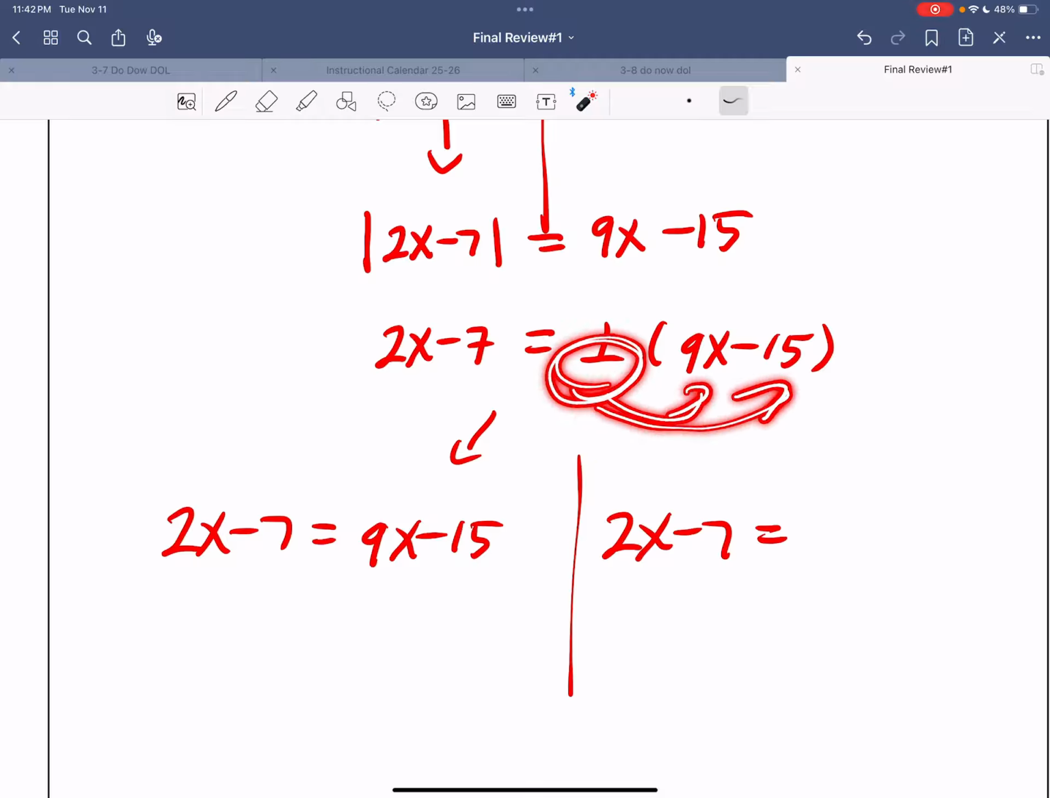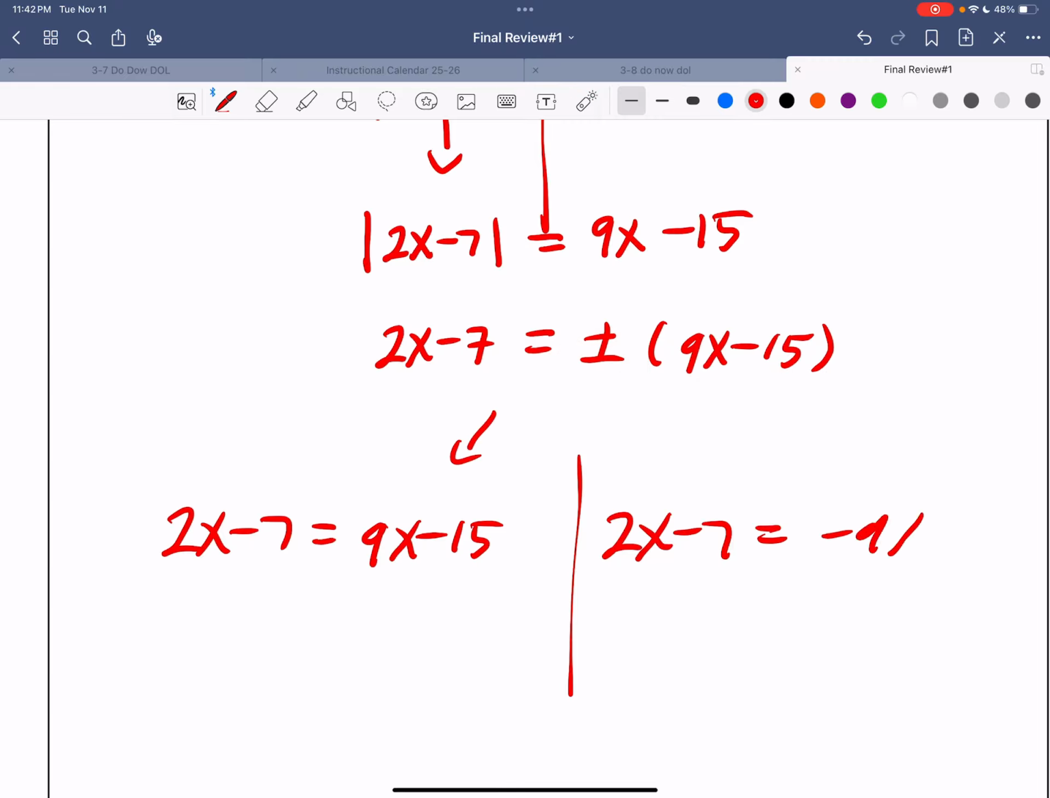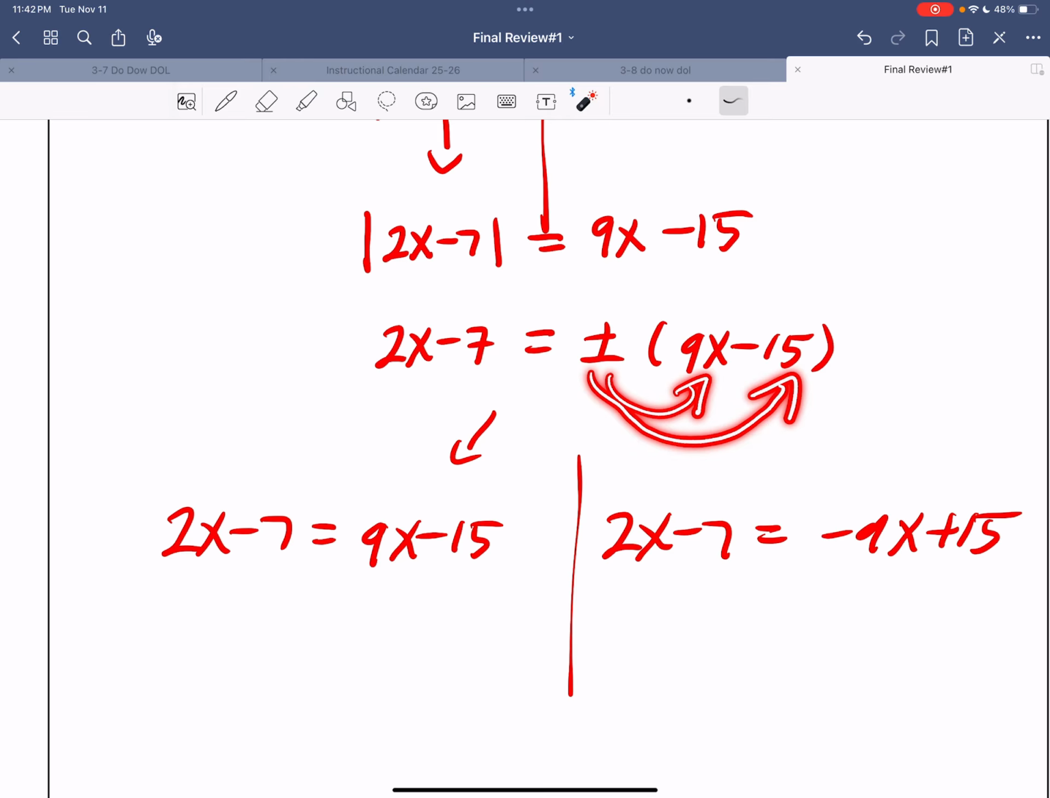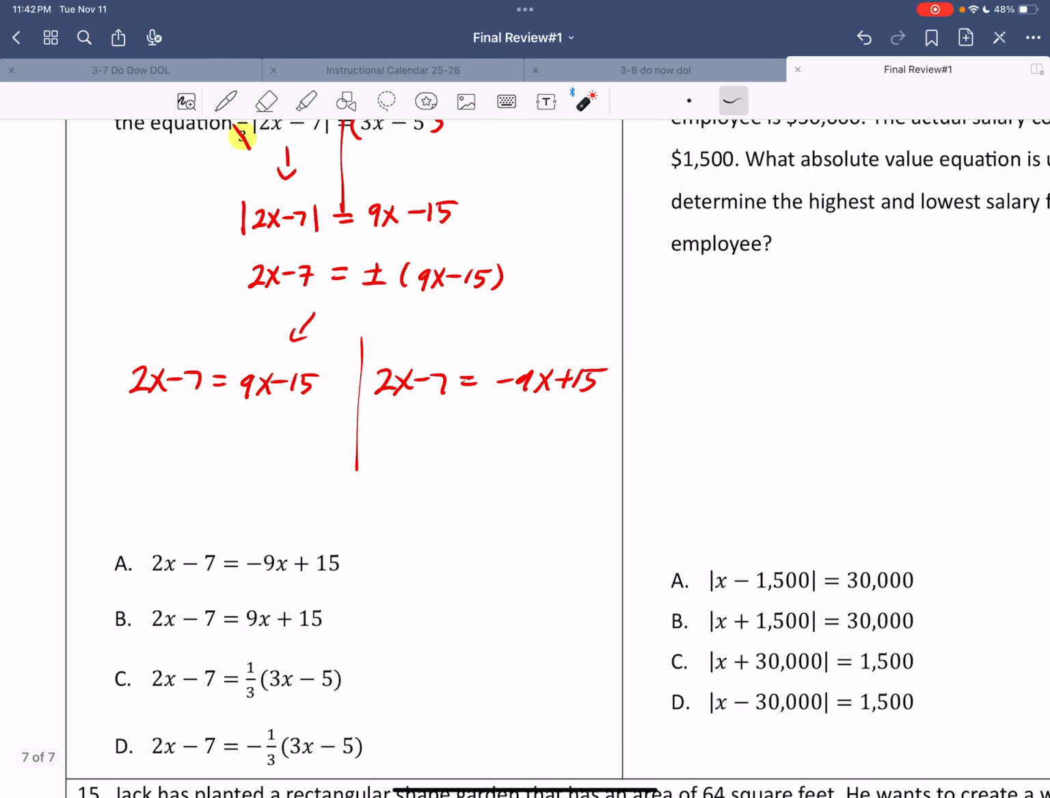If you do it, it's going to be negative 9x plus 15. Because negative times positive is negative. Negative times negative is positive. So which one of these is going to be the answer? Do you see this one exactly matches this one? So it's going to be A.